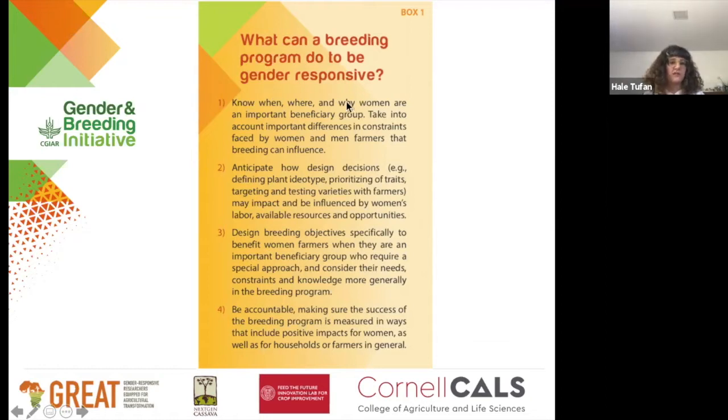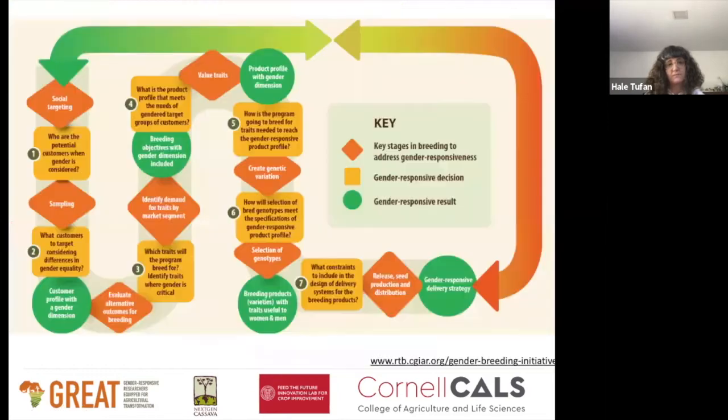So just central tenets is knowing when and where women are important beneficiaries and knowing how to engage them, anticipating how design decisions can impact women and be impacted by their roles, and being intentional in designing breeding objectives and products for women and girls. And lastly, being accountable. So making sure as we're measuring the success of these breeding programs that we're doing so with an intention to have positive impact on women and girls.